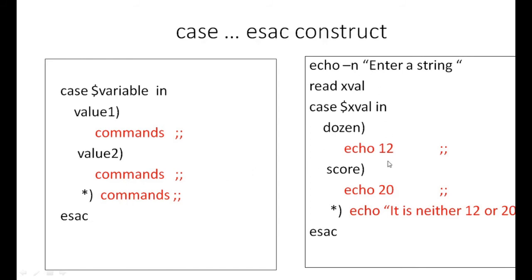This is an example. I am trying to read a string and then I just check whether that string value is dozen. If it is dozen, I just echo 12. If that string value is score, then I am echoing 20. If it is not dozen or score, I just say it is neither 12 nor 20.